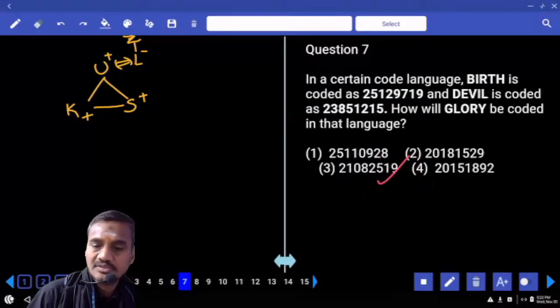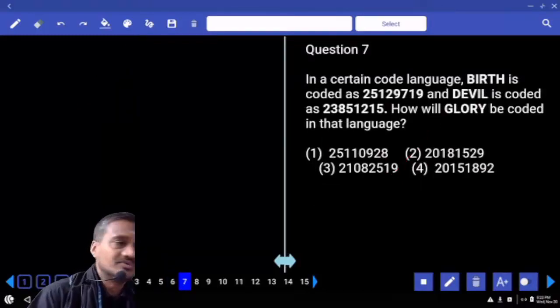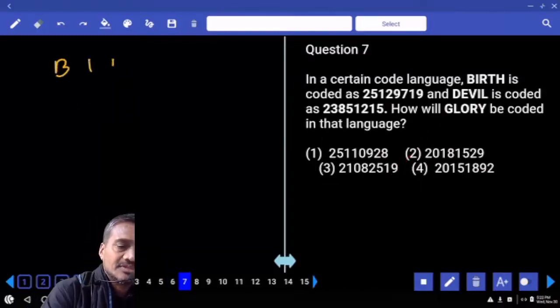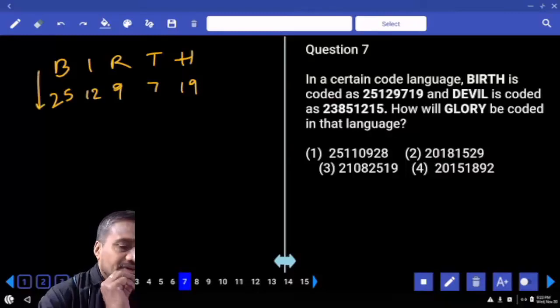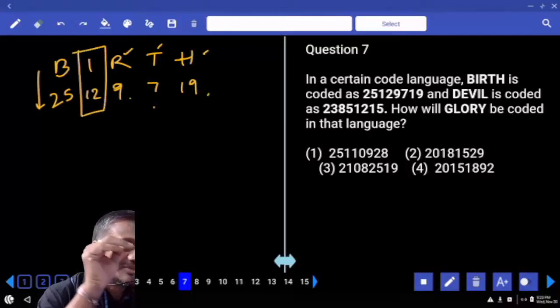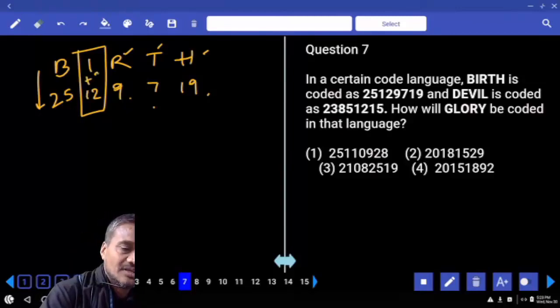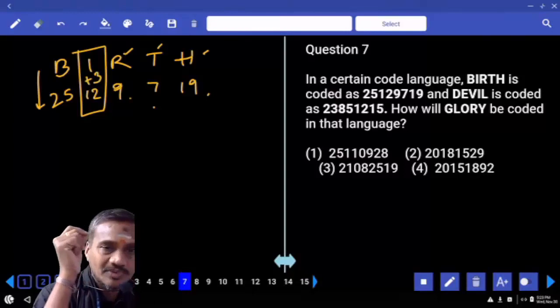Then the seventh one. Now the code given to the word birth is here: 25, and next one 12, and this is 9, and next one 7 and 19. What is the value here? Now, B and 25. B's opposite letter is Y. Y's value is 25. And R's opposite, T is opposite, H opposite. But as for I, its opposite letter is R, whereas here 12 is given. Hence, if it is a vowel, plus 3 to the vowel. And for consonants, the opposite letter's place value.